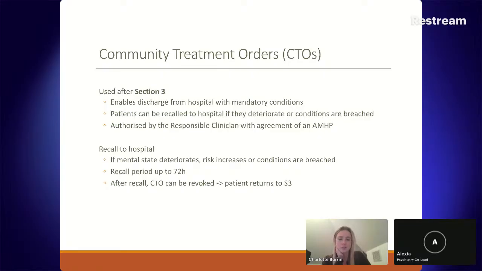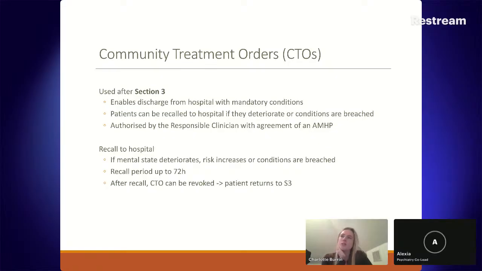So as I said, if the person's mental state deteriorates, if their risk increases, or if they breach the conditions of their CTO, you have 72 hours to recall them to hospital. That doesn't necessarily mean that they will stay in hospital. At this point, there would be an assessment, and if the CTO is revoked, then the patient will be back on a Section 3.